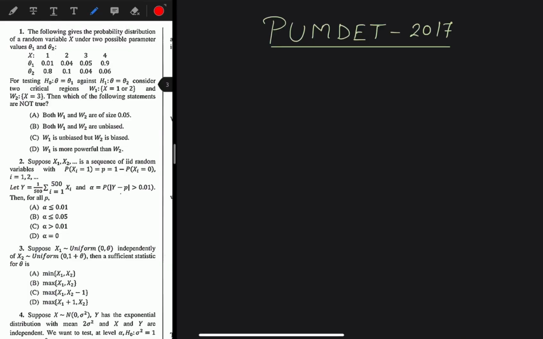So today we will solve the PMDET 2017 question, which is the MSc entrance test for Presidency University, especially for statistics. Starting from question number 1, we can see that we are given a random variable capital X, and under theta 1 and theta 2 we have two given probabilities, or a set of probabilities, and we are given two critical regions. Let's say W1, which is x equal to 1 or 2, and W2, which is x equal to 3.